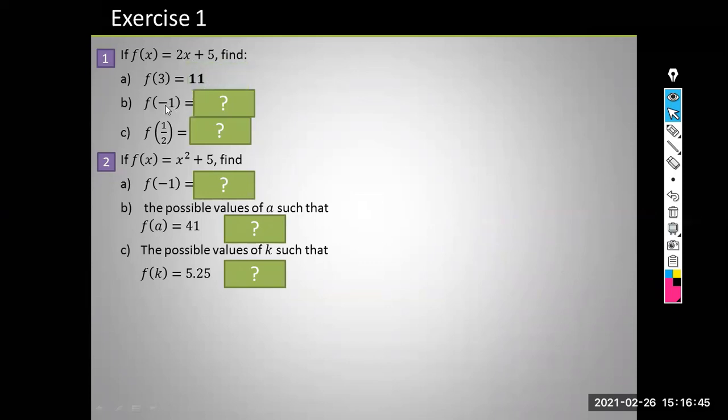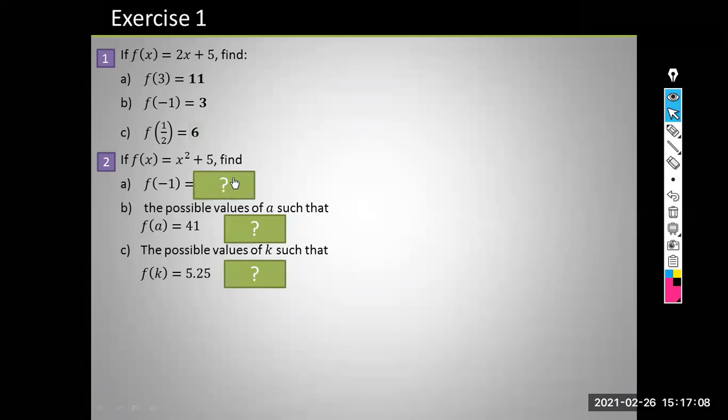For f(-1), replace the x with negative 1. So 2 times negative 1 is negative 2. Negative 2 plus 5 is equal to 3. Then we have half, replace the x with half. So 2 times 1 over 2 is equal to 1, plus 5, it's equal to 6.